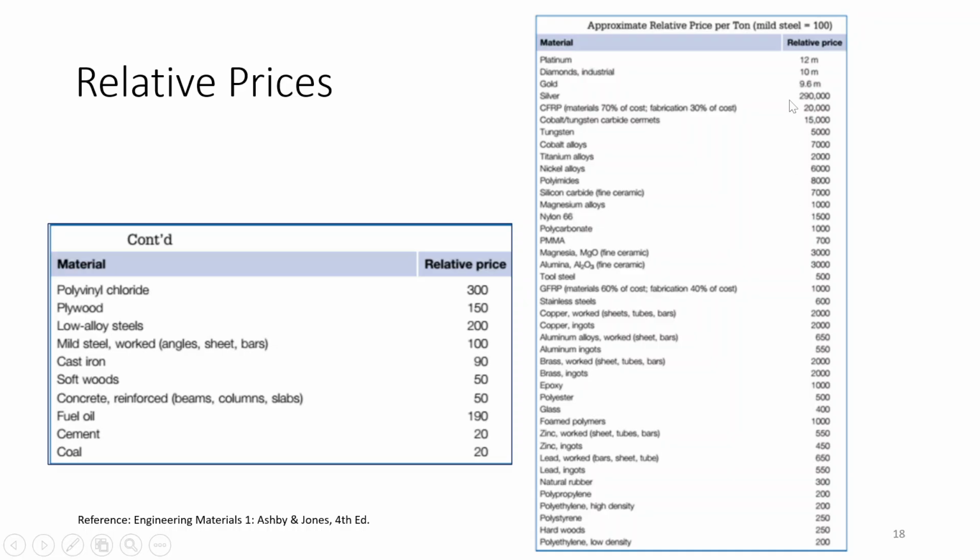And then as you go further down, you will get tool steels. These are relatively cheaper. Epoxy, polyester, glasses and so on. Further down you will get lead ingots, some of the metals and some of the polymers. These have lower prices compared to the earlier ones.